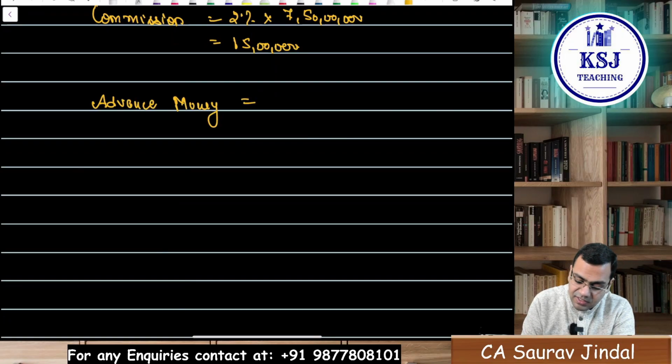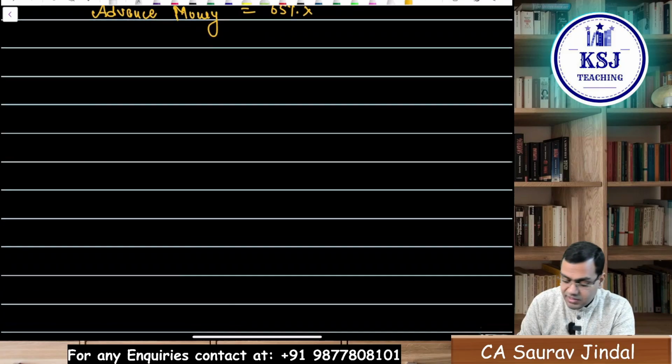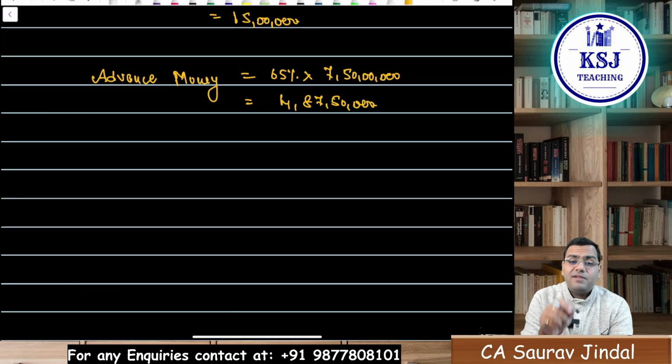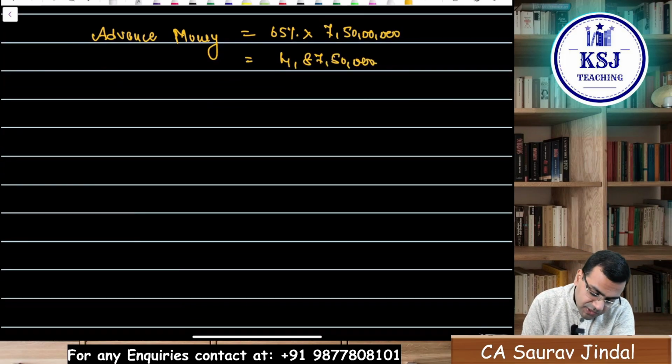He says 65% of the receivables. Careful here. Receivables are how much? Receivables are 7 crore 50 lakhs. So, of this 65% will be granted. Right. So, this will come to how much? 4 crore 87 lakh 50,000. On this advance money, he will be charging interest at the rate of 12%. Yes, sir.